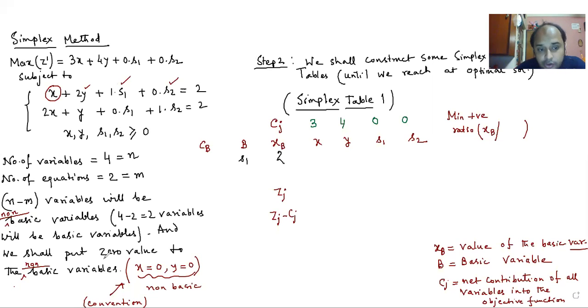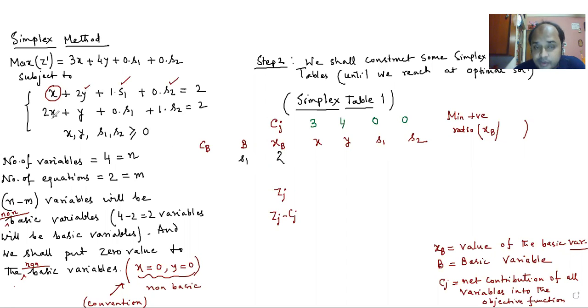After putting 0 values to the non-basic variables, the values which are obtained for the remaining variables are called the values of the basic variables, and the remaining variables present in the system are called the basic variables. So here I am considering the original variables to be 0, and by putting 0 over here, I am getting S1 equal to 2. So S1 now becomes my basic variable with the value 2.